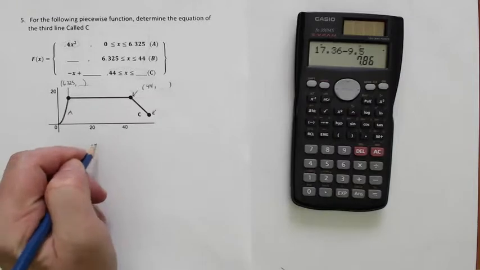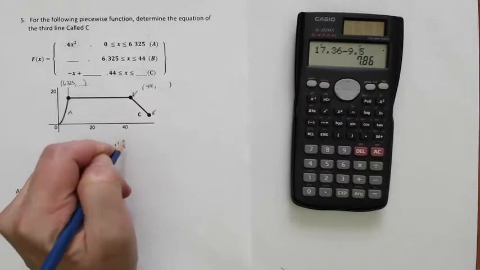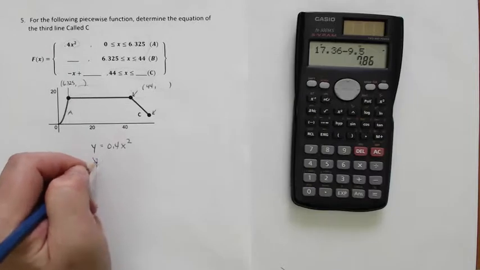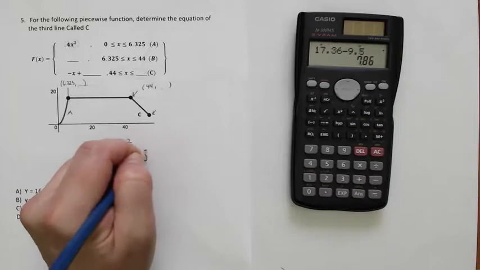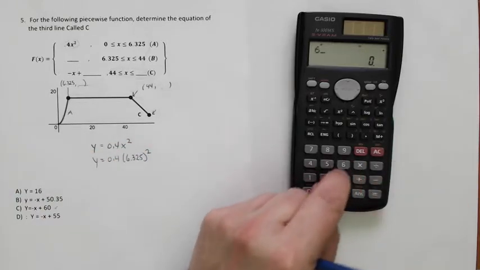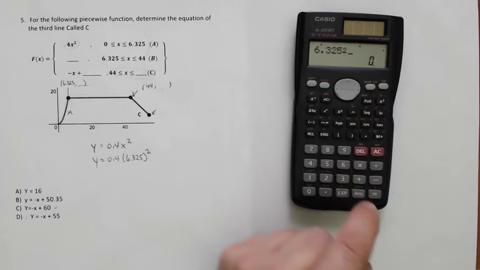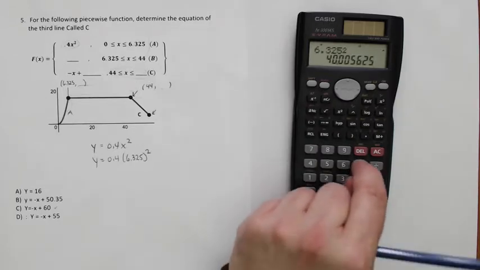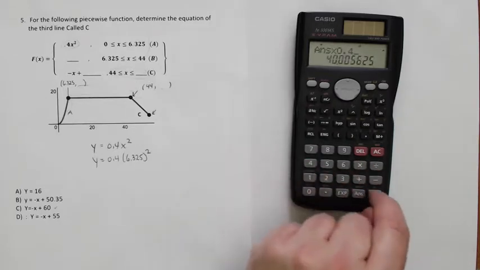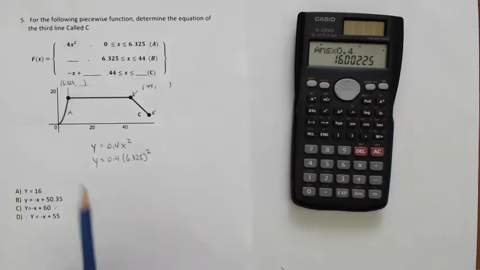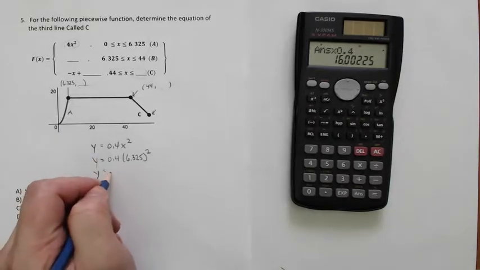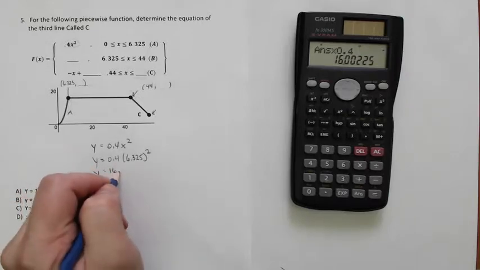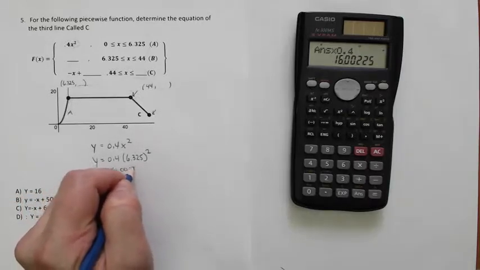So we've got y is equal to 0.4x squared, and we know the x is 6.325. So y is equal to 0.4 times 6.325 squared. Please do your square before you do that multiplication. There's the squared equals, and then times that by 0.4, and I get that right there, 6.325. So that's going to come to y is equal to 16.00225. Bit of an ugly number.